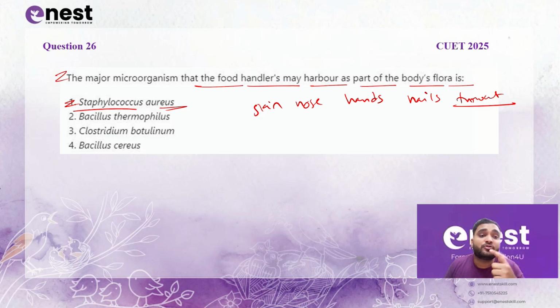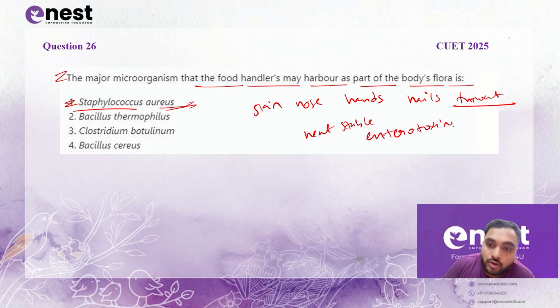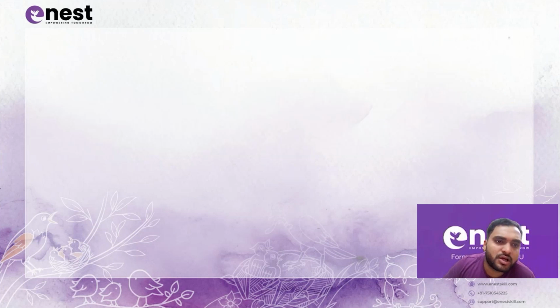That is why it is advised that you wear a mask while preparing a food item in which you have a very high chance of contamination. So food handlers often carry Staphylococcus aureus, which is a major source of contamination in food items. It produces heat stable enterotoxins, which cause staphylococcal food poisoning in humans. So the first was the right option for this question.